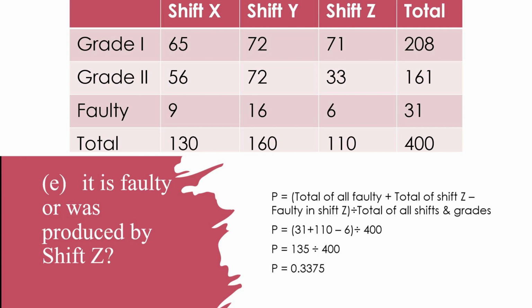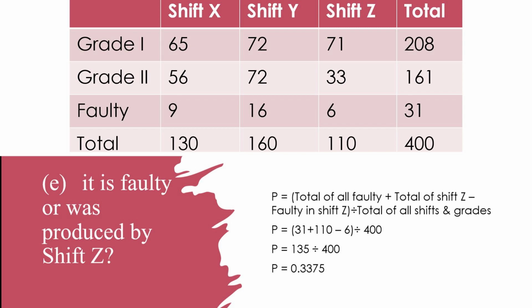And the final scenario is if we pick an item randomly from the day's production, what is the probability that it is faulty or it was produced by shift Z? So again, we're going to apply those addition rules of probability. We need to first determine the total of all faulty units, then we have to add the total of shift Z, and again, in order to avoid double counting, we're going to deduct the faulty units of shift Z, and then whatever the number is, we're going to divide it by the total of all shifts and grades, that is 400.